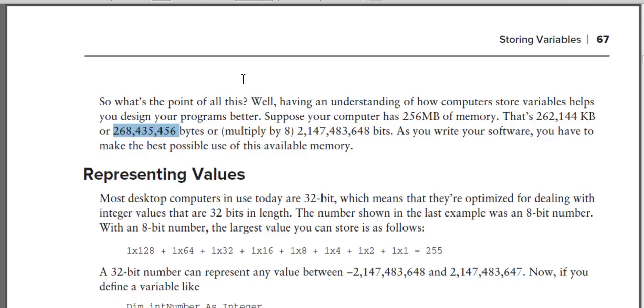Multiply by 8, and it's that many bits. So multiply the bytes by 8, because there are 8 bits in every byte, and it's this many bits. So it's this many zeros and ones. What is this? 2 billion something. As you write your software, you have to make the best possible use of this available memory.